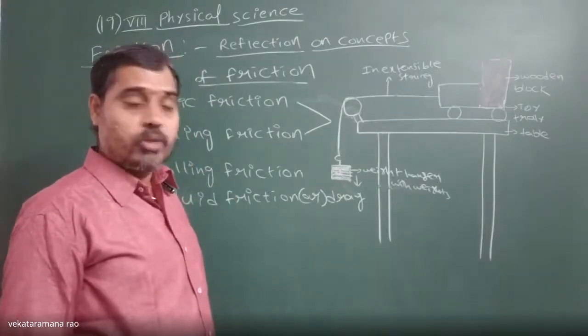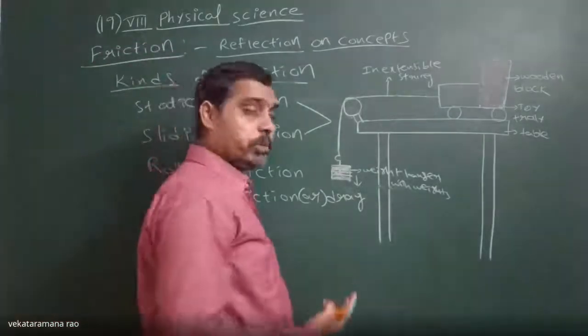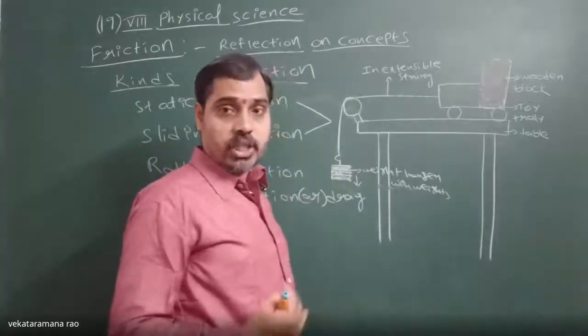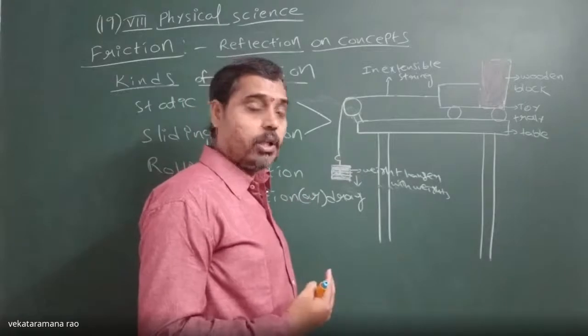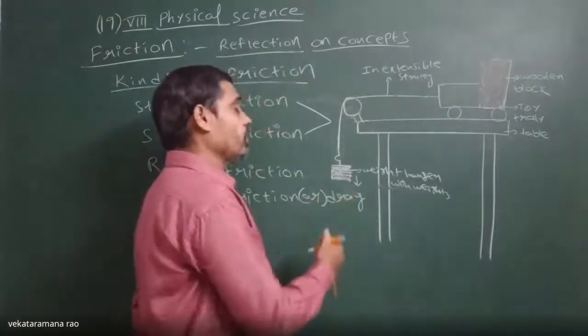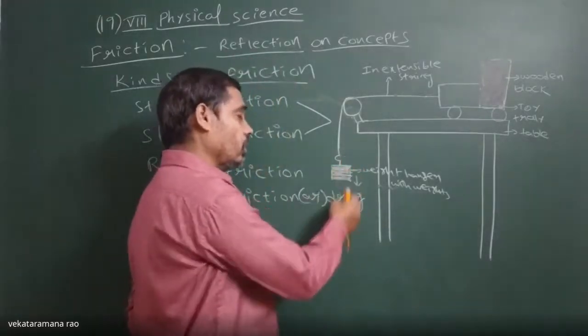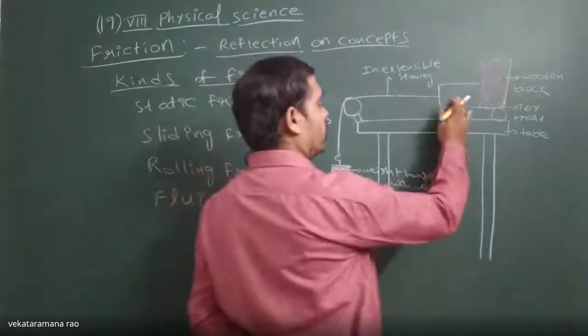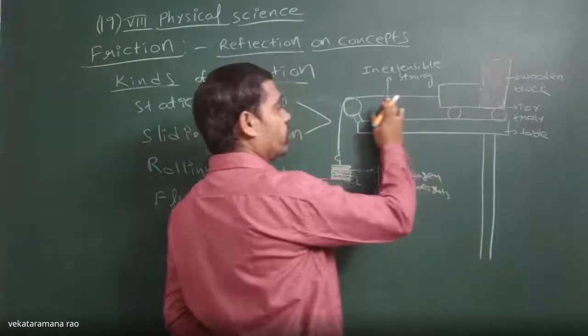Weight will pull downwards because weight is nothing but the force acting on the object due to the Earth's gravity. So as a result, it will apply a vertically downward force. As a result, this toy trolley will start moving towards the left side.